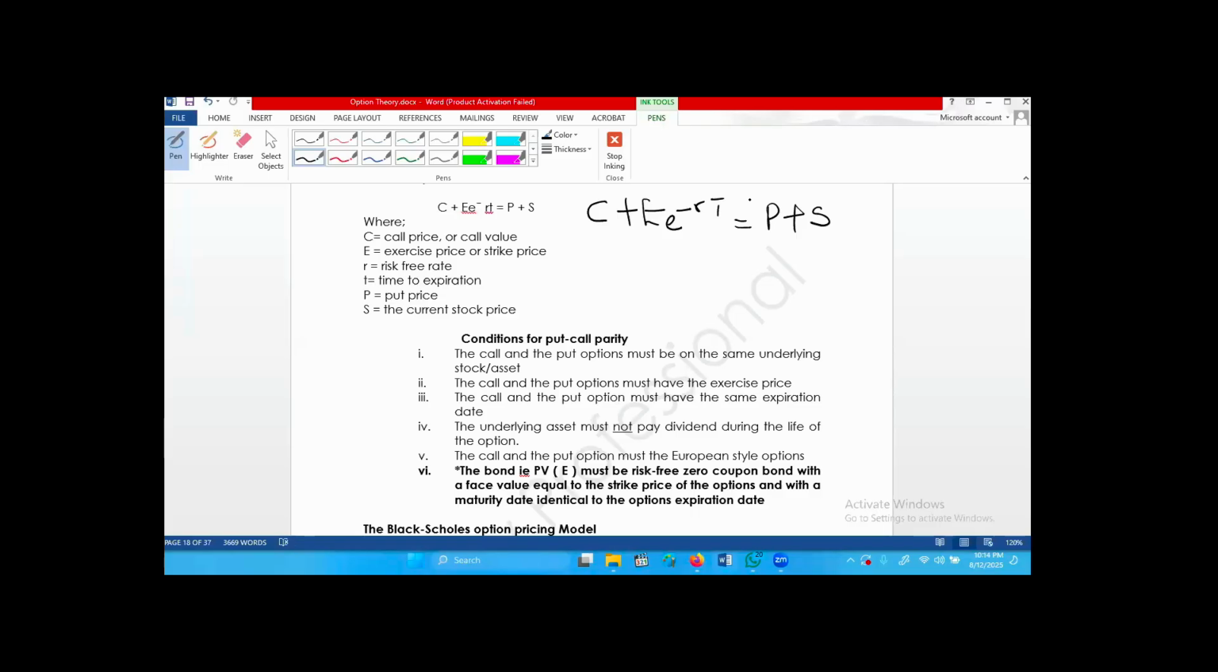Then the last one. The bond, that is the present value of the exercise price, must be a risk-free zero coupon bond with a face value equal to the strike price of the option. These aspects we are going to demonstrate by calculation.